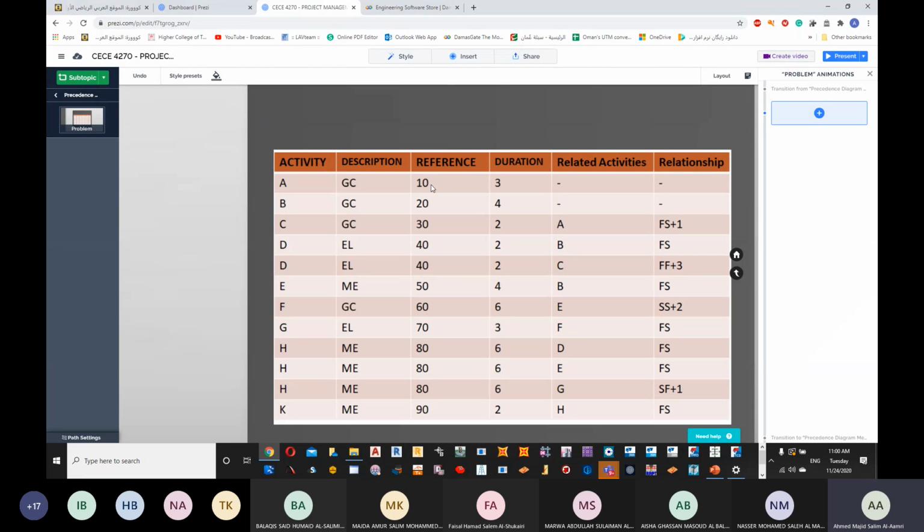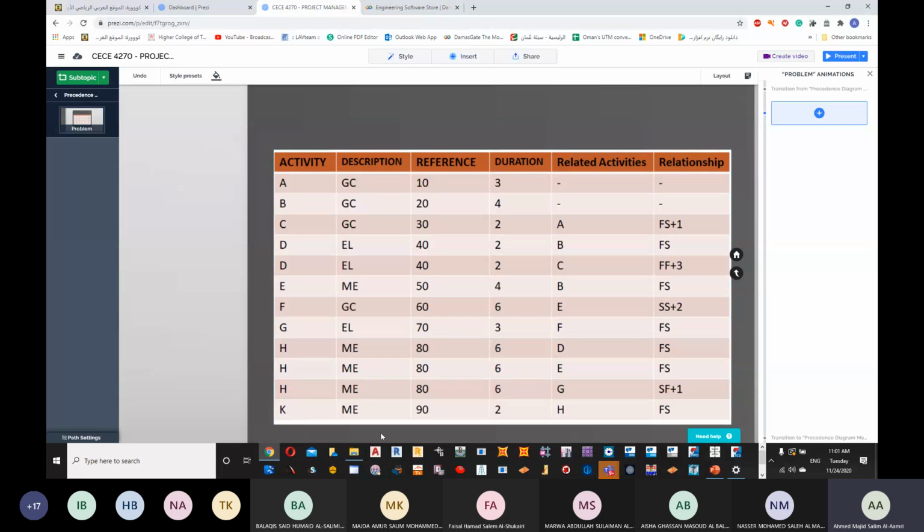The reference is the numbering. So task number A has 10, task number B has 20, or 1, 2, 3, the numbering of the tasks. If you see H repeated 3 times, all of them are 80. So task number 8 is representing H. You can write it in terms of 1, 2, 3, 4, or in terms of 10, 20, 30, 40. That's the numbering system. Now the most important things when we are going to draw are the activities.